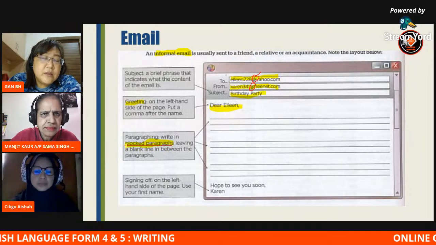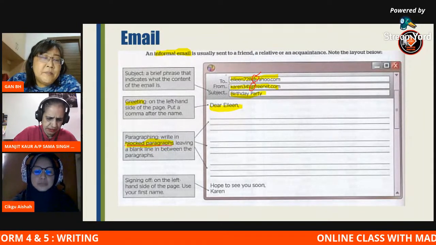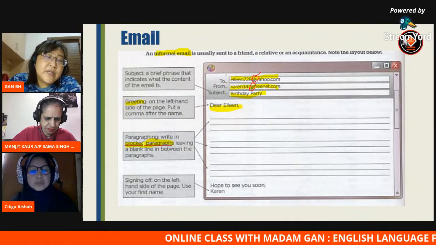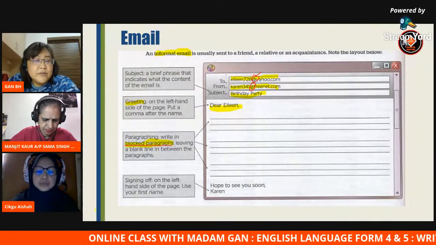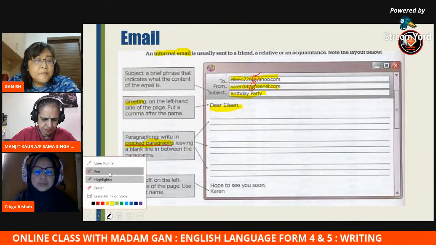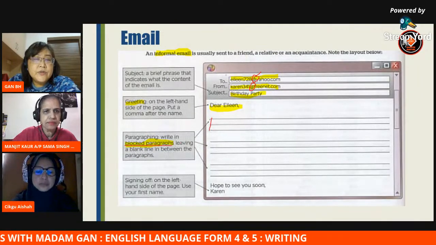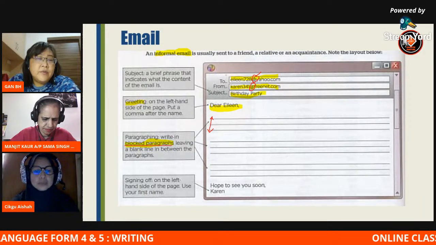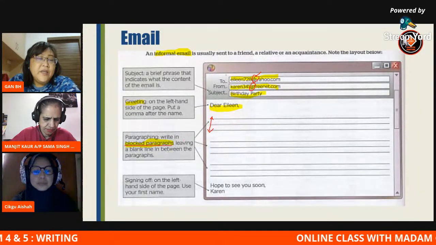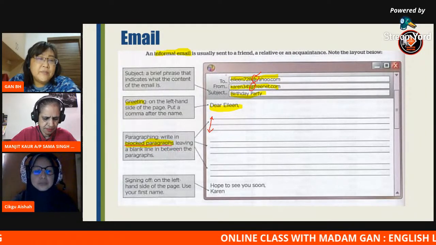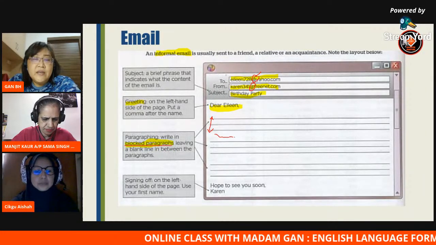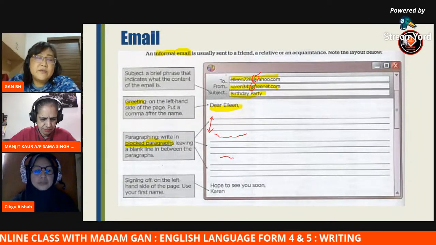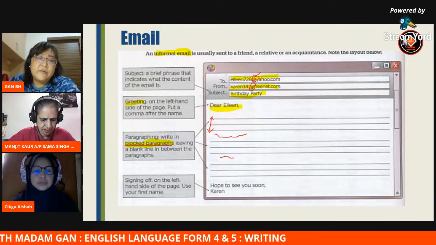Learn these two terms. One is indent paragraph, one is block paragraph. You will see later what is indent. Okay, so block means, you see here, I use a pen. You see the line here, they are straight. So you have to write this way. So paragraphing, write in block paragraph, leaving a blank line in between the paragraphs. So if you leave the line blank here, it shows these are paragraphing. So they are called block paragraph.